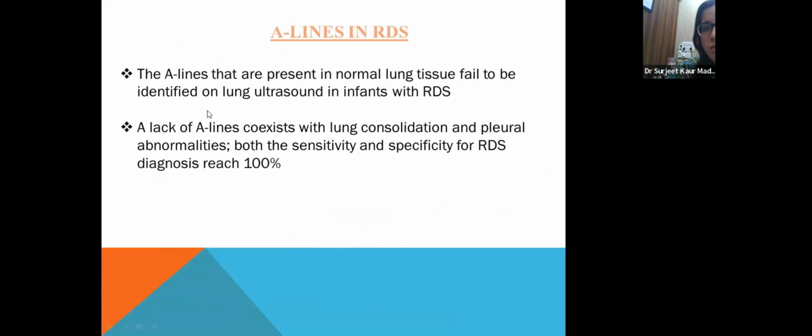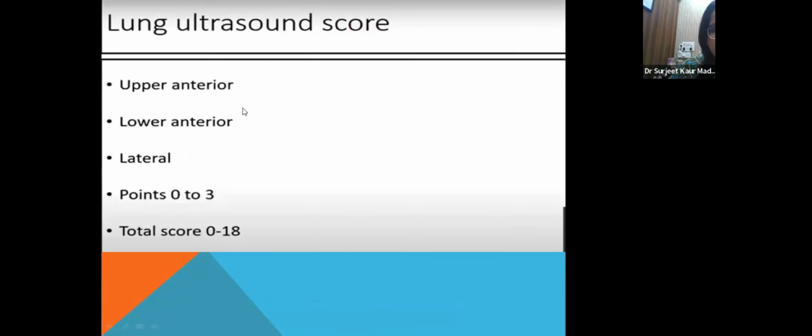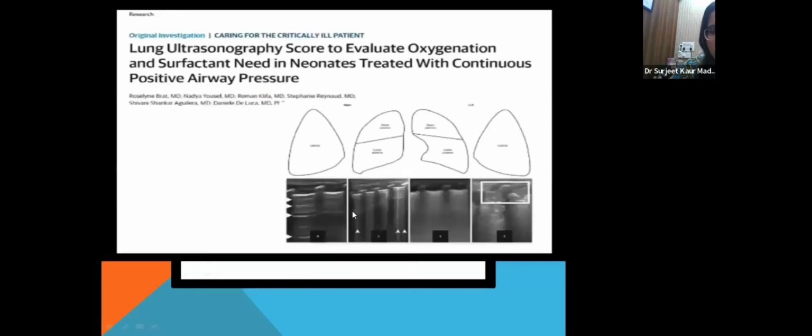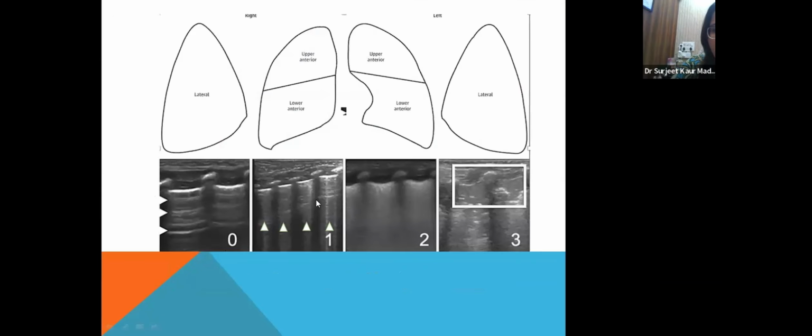And then there are a lot of B lines in RDS. I've shown you the severity of B lines, so you can score your lung ultrasound. Scoring can be done depending on the number of B lines and their density. And the A lines will be obliterated. So this is how it looks.